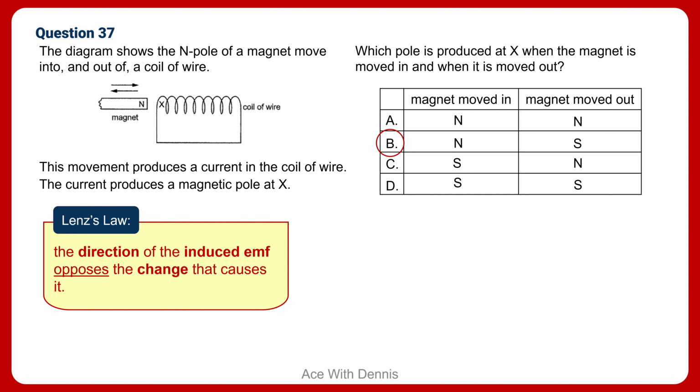that causes it. So as you can see from the diagram, when the magnet is moving in, the induced EMF here will oppose it, hence it has to be a north pole, so that we know that like poles will repel. So when the magnet moves out, then this side will have to be a south pole, so that it will oppose the direction, as we know that unlike poles will attract. Hence the answer is B.